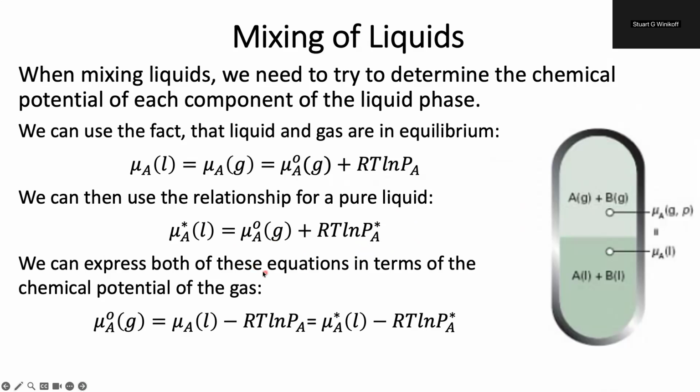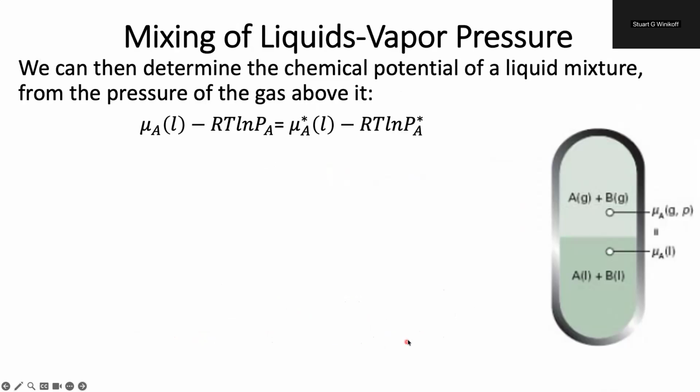Now, what we can then do is try and express both of our equations in terms of the chemical potential of the gas. So we can try and look at instead what's the standard state chemical potential of the gas. So isolate this. So the gas is going to be equal to the chemical potential of my liquid mixture minus RT of the natural log of the pressure of the mixture. And it's also going to be equal to the chemical potential of the pure liquid minus RT of the vapor pressure of the pure liquid. So we can now use this to relate information about the mixture to information of the pure substance through a nice equivalency.